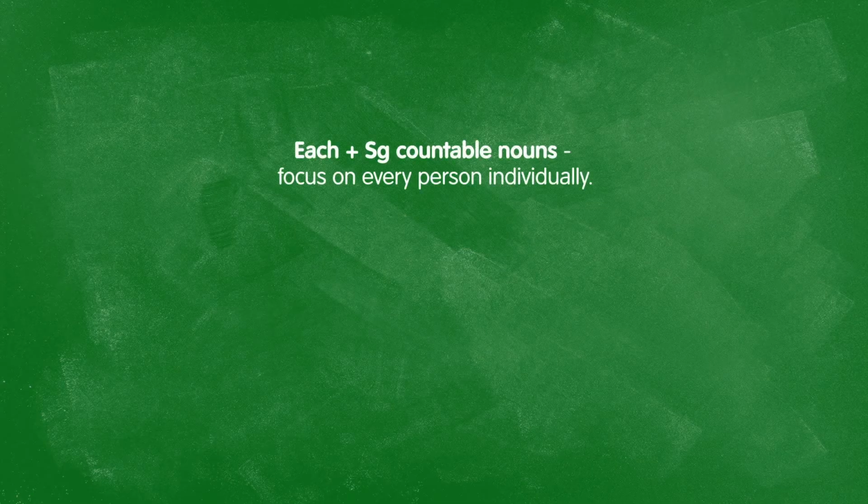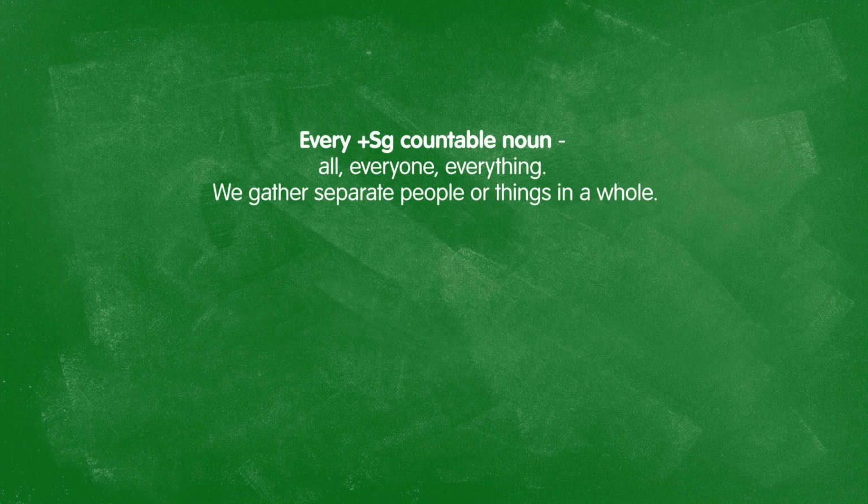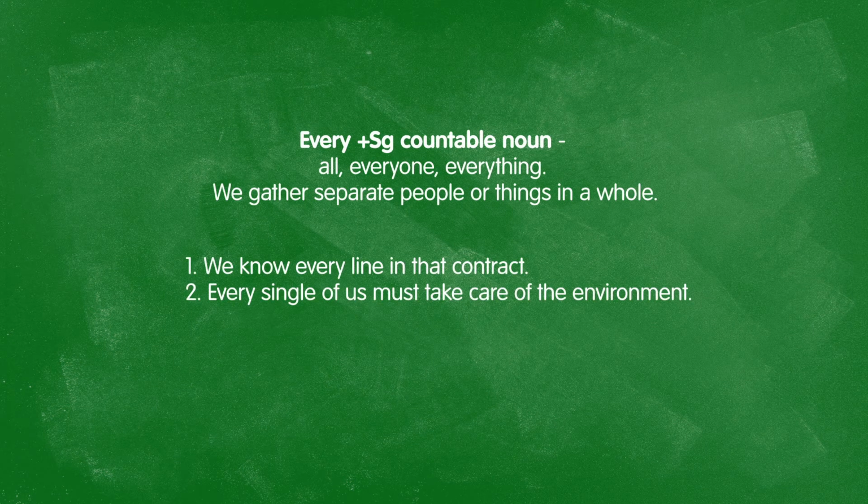Now we also have pronouns like each, combined with a singular countable noun. And it has the meaning of something like one by one, where we focus on each person individually. Just like in the sentence, each person has to sign this document, or each member votes. Here, I'm adding emphasis and I'm saying that each person, everyone, but each person must, and we use singulars. So, we also will use singular nouns with the pronoun every. And every means all, everyone, everything. So here we're gathering separate people or things into a whole.